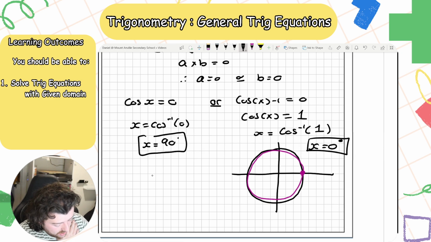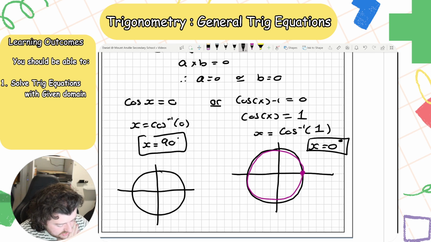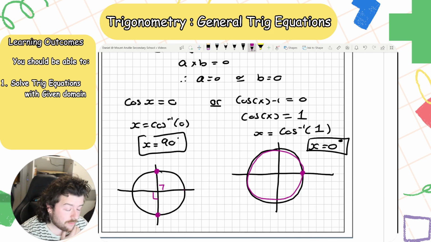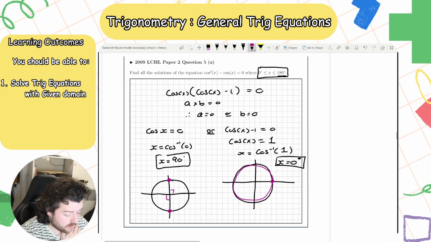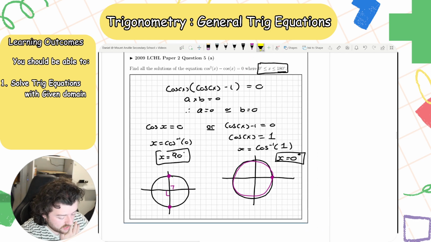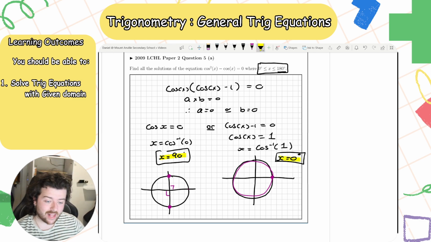That's the same for over here, right? So I'm dealing with cosine x is equal to 0. That only happens here, or it happens here, right? So that happens at 90 degrees, and then it happens again at 270. But again, my domain is between 0 and 180, so I just need the 90 degrees. So my answer to this question is 0 and 90 degrees.